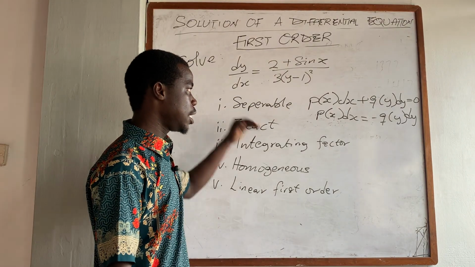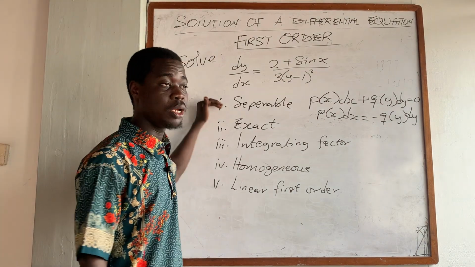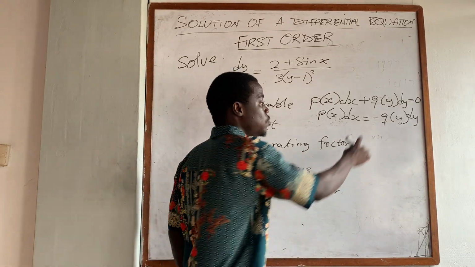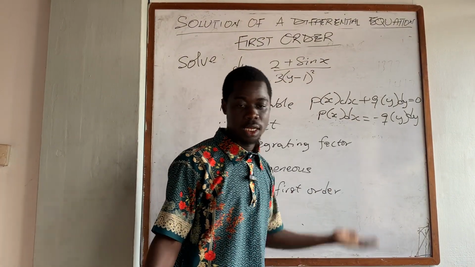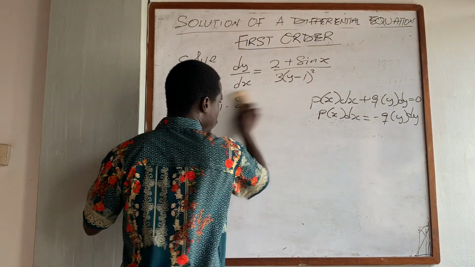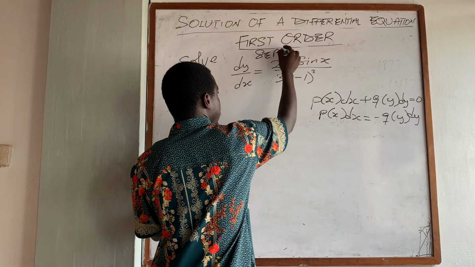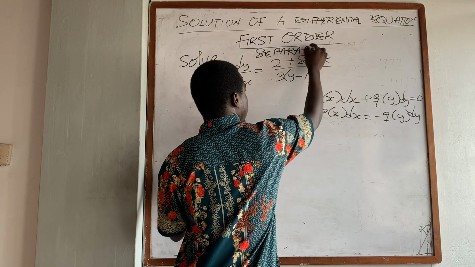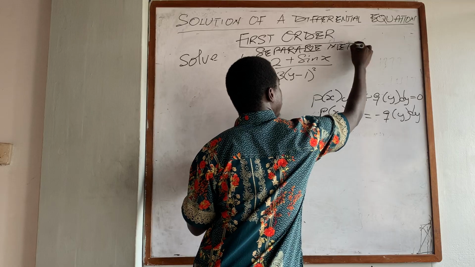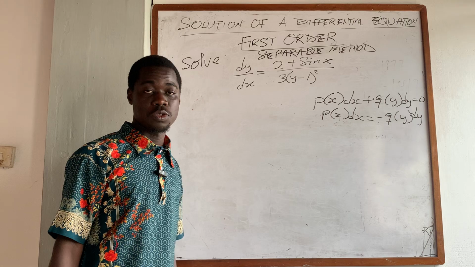So indeed, let's look at what we have on the board and see whether it will fall under the separable. If it falls under the separable, here what we will do is that we want to find the solution. So we will integrate both sides to get the solution. Now let's see the problem on the board. So we are under the separable method. So we are using the separable method to see whether we can use it to solve this question.